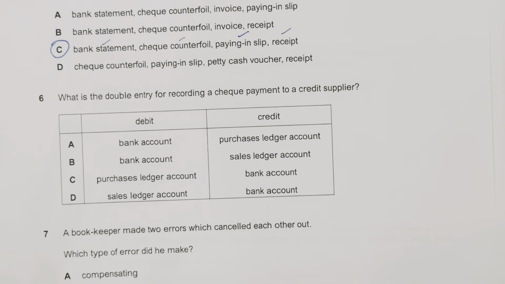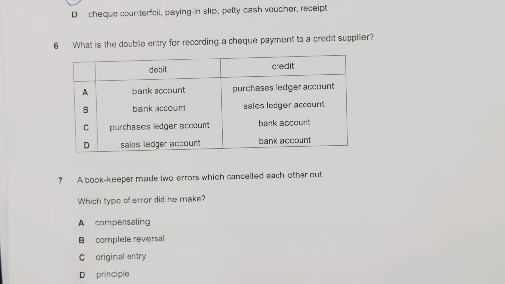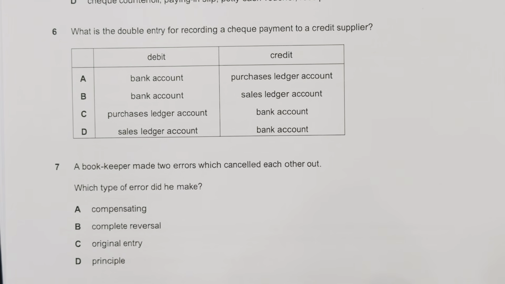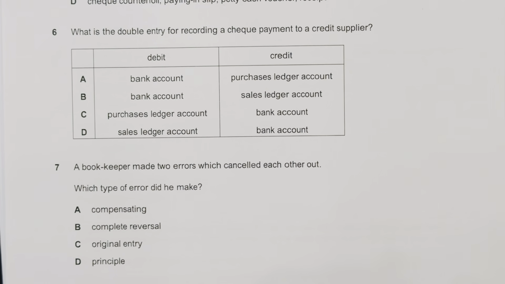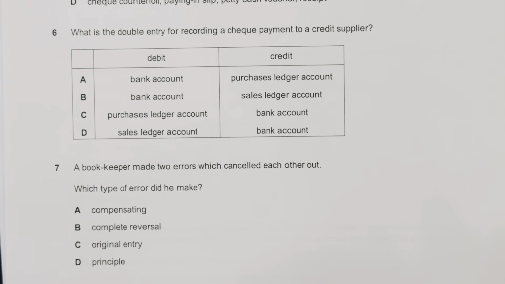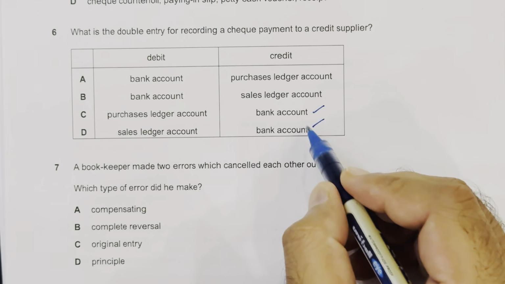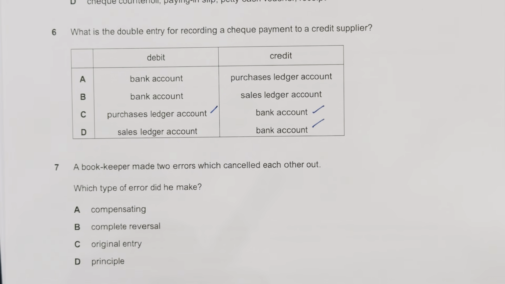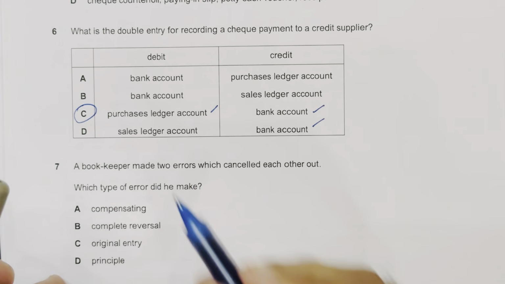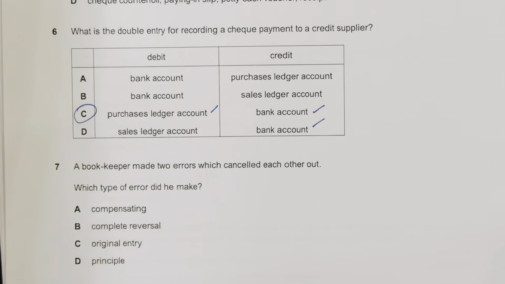What is the double entry for recording a cheque payment to a credit supplier? It means that the purchase ledger account should be debited and our bank account should be credited. So the bank account credit and the purchase ledger debit. So option number C is carrying both these entries. This was a simple double entry question.